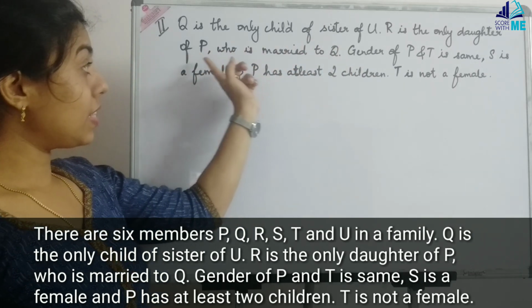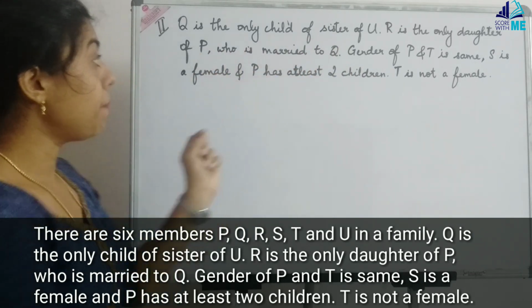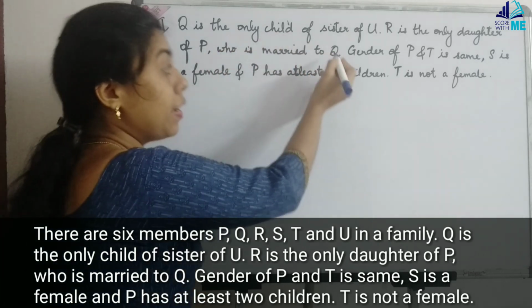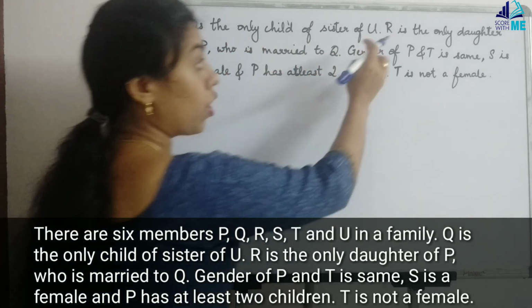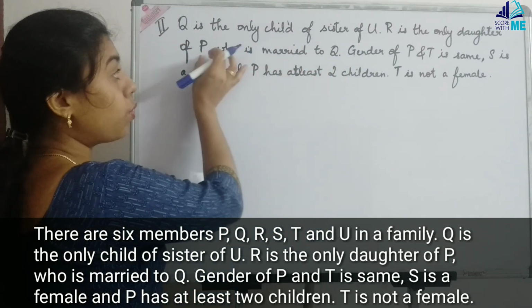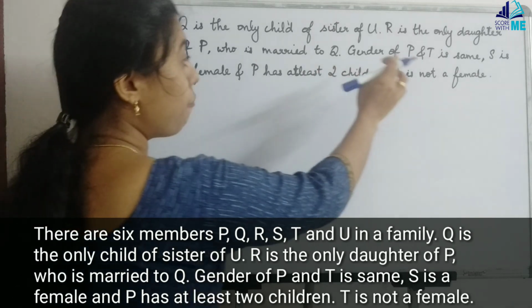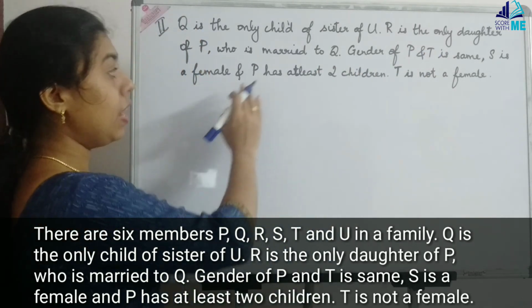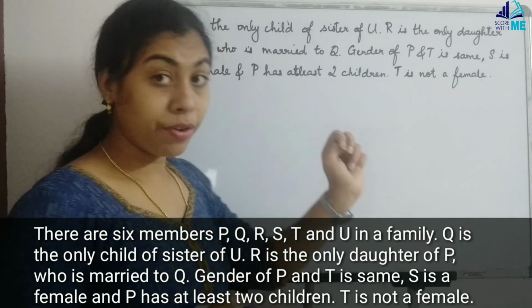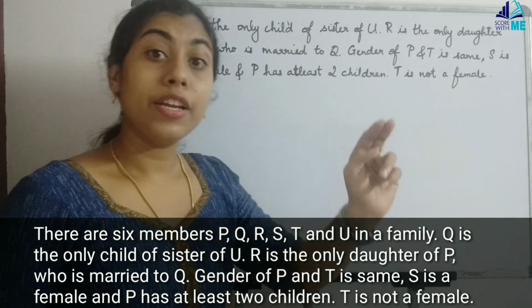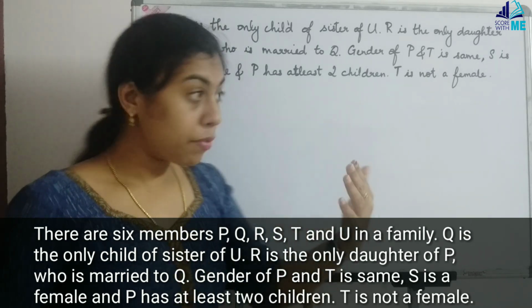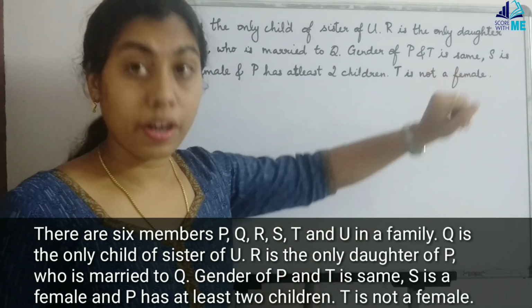So when we say statements like this with a comma, remember the person who comes before the comma, P, is married to Q. That is its meaning. Not about R. The marriage is told with respect to P. Gender of P and T is same. S is a female and P has at least 2 children. P has at least 2 children simply tells us that they should have a minimum of 2 children. Maximum they can have any number of children. T is not a female.